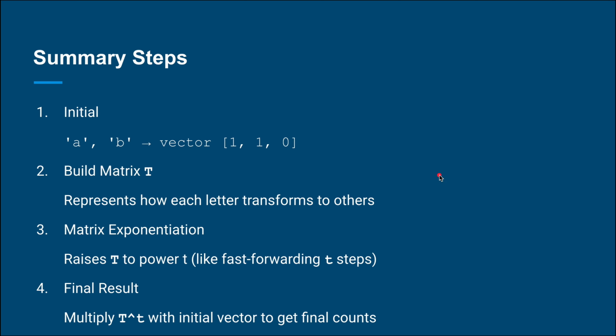Okay, so if we talk about the summary, how are we going to do that? We'll take a and b and we'll transform like 1 1 0. We'll build matrix t, which will represent how many each letter will transform to others. After the matrix exponential, we'll raise t to the power t, and we'll calculate t square or whatever the matrix exponential we have. And finally we'll multiply with the vector and we'll get the final result, and you'll find the length of the string, right?